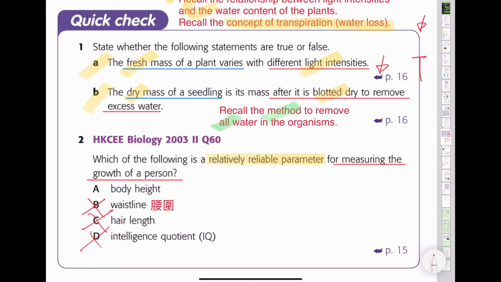So that's why only A is a bit reliable, especially for the teenager. Their growth is rapid. So that's why the height is increasing rapidly. The growth is also rapid. That's why the answer is A.